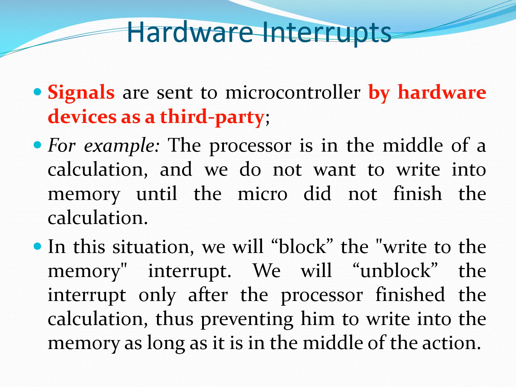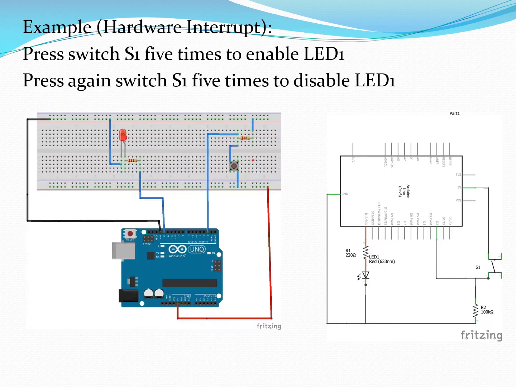So this is a hardware interrupt. Another example: the processor is in the middle of a calculation and we do not want to write into memory until the microcontroller finishes the calculation. In this situation, we will block the write-to-memory interrupt. We will unblock the interrupt only after the processor finishes the calculation, thus preventing it from writing into memory as long as it is in the middle of the action. This is the example for the hardware interrupt.